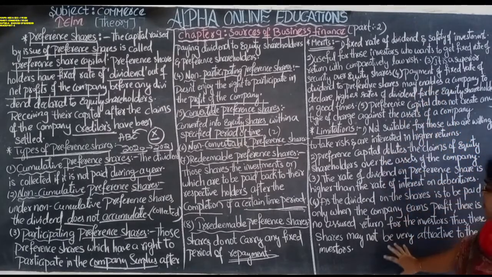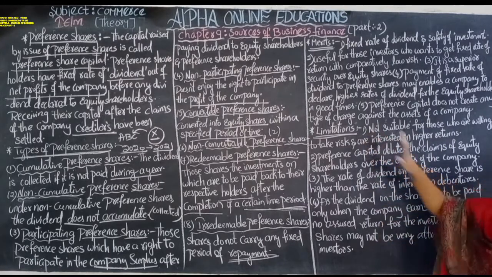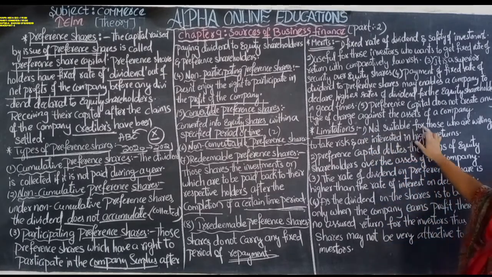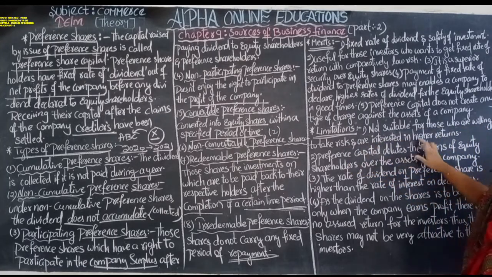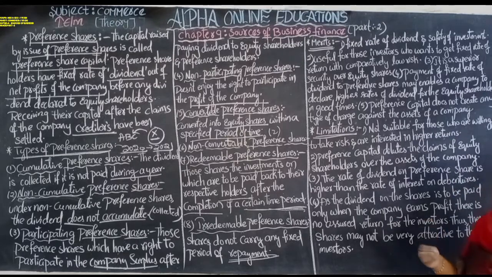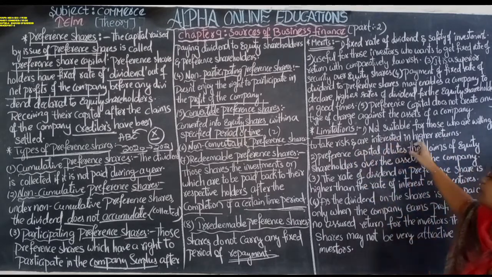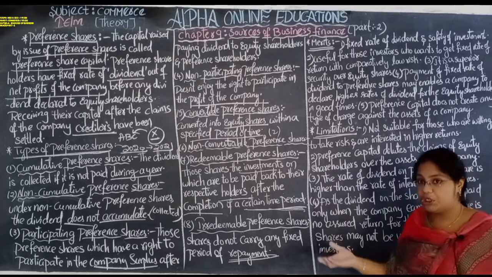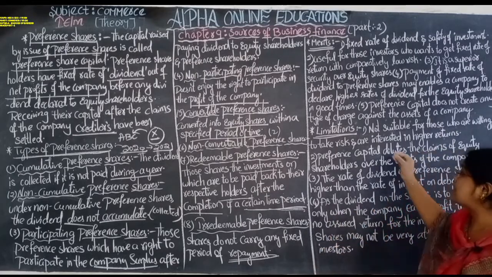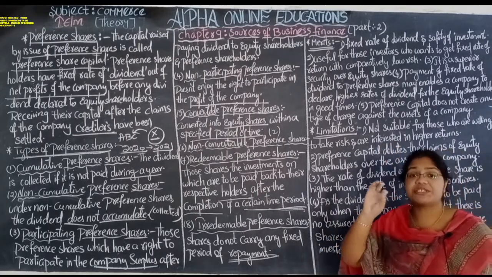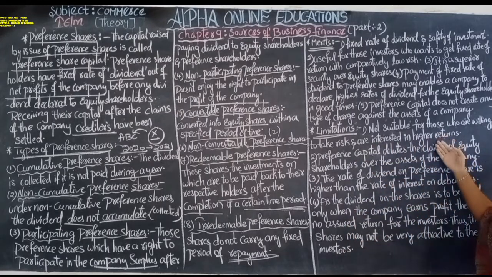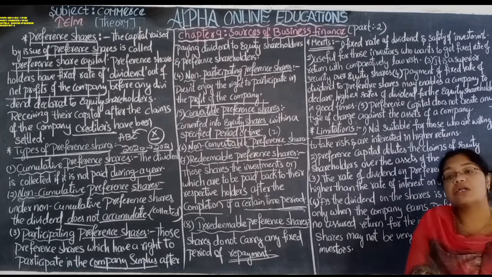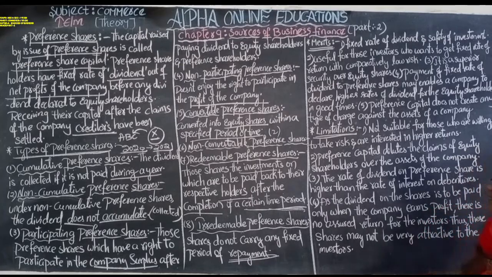Now let us see the disadvantages, those are the limitations of the preference shares. They are not suitable for those who are willing to take risk and are interested in higher returns. For those who want to take risk and get higher returns, equity shares are good, because they are taking the risk and are interested in high returns. But in preference shares, the returns are not high and the risk is also very low.